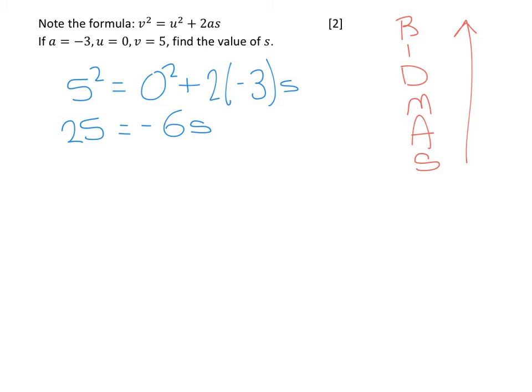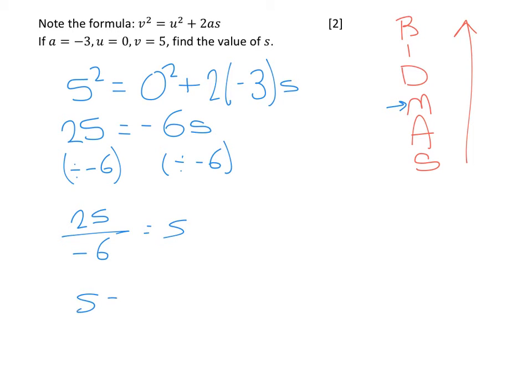The S is being multiplied, so we're going to do the opposite and divide. So we're going to divide both sides by negative 6, making sure that we're taking care of that negative sign. So we're going to have 25 over negative 6 is equal to S. And you can either leave that in fractional form or you could convert that to minus 4.17 correct to 3 significant figures. We've got no units in the question, so in this case we're not expecting units in our answer.